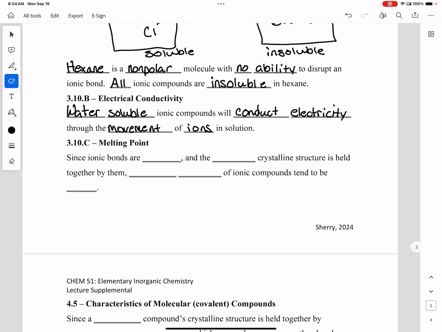So the third characteristic we are looking at is the melting point. So since ionic bonds are strong and the entire crystalline structure is held together by ionic bonds, the melting points of these ionic compounds tend to be high. It takes a lot of energy to break an ionic bond.